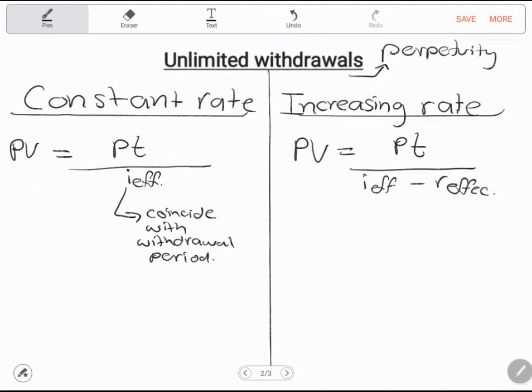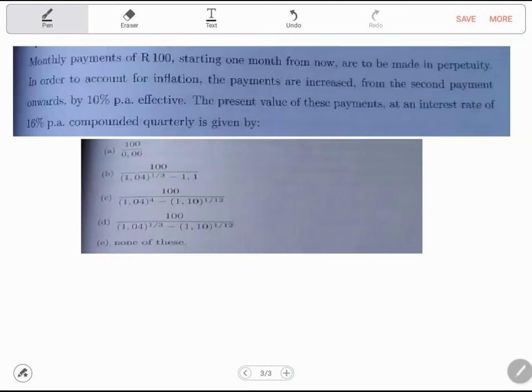So let's continue with an example. Monthly payments of 100 Rand starting 1 month from now, so 100 Rand is your first payment before the increase, are to be made in perpetuity. We said perpetuity means unlimited withdrawals. In order to account for inflation, the payments are increased from the second payment onwards by 10% per annum effective. The present value of these payments at an interest rate of 16% per annum compounded quarterly is given by.